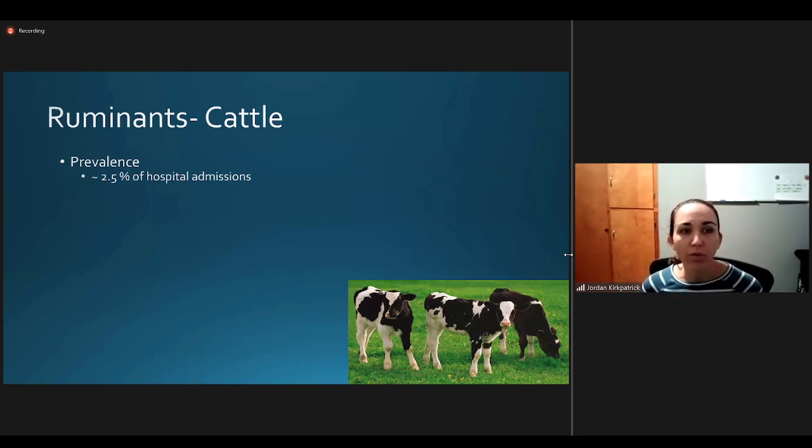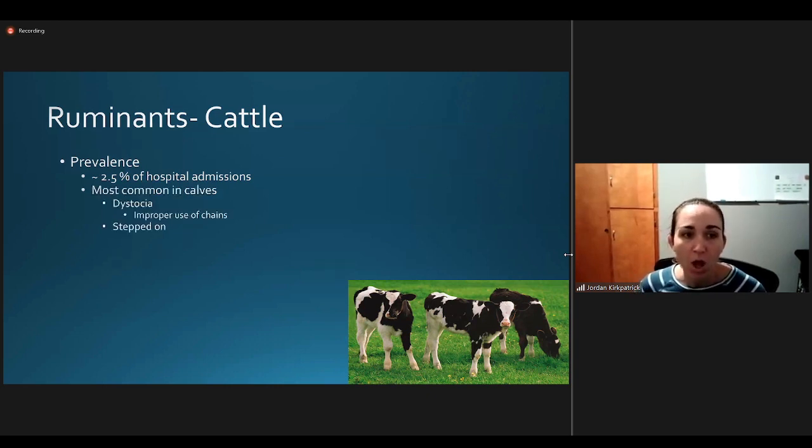So the prevalence of fractures in at least the US hospitals is around 2.5% of hospital admissions for fractures in cattle. Most of them are in calves, and it's usually for dystocia and almost always improper use of chains. So the calf gets stuck, the owners put chains on the calves and try to pull them out. They pull too hard. I've had some clients attach the chains to tractors to try to pull them out. That's not safe for the cow, and it's definitely not safe for the calf. It's a lot of force, and that can cause the limbs to break. And the other common cause is they just get stepped on by the cow.